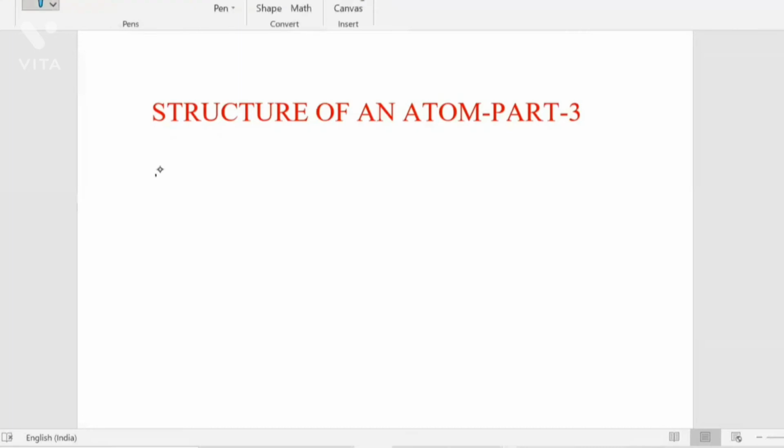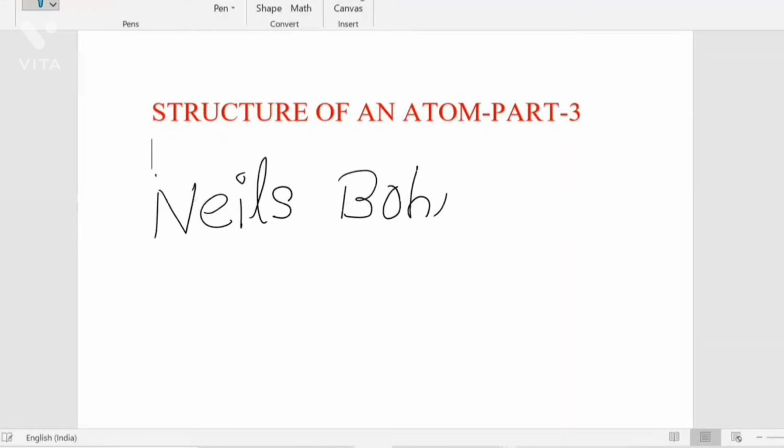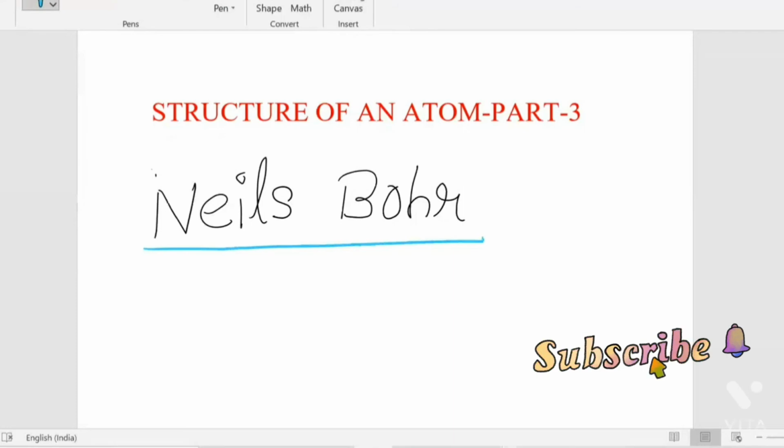First, let us see the atomic model suggested by the scientist named Niels Bohr. Niels Bohr made postulates about the model of an atom, and he suggested his ideas as an objection raised against Rutherford's model of the atom. So what are the postulates suggested by Niels Bohr?